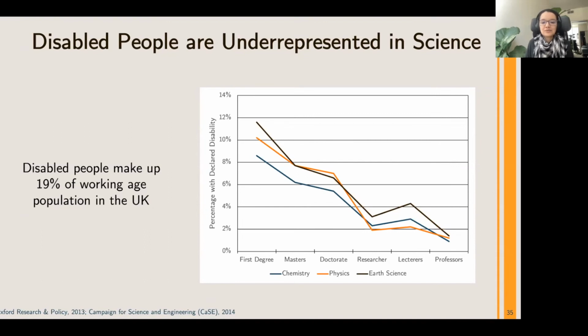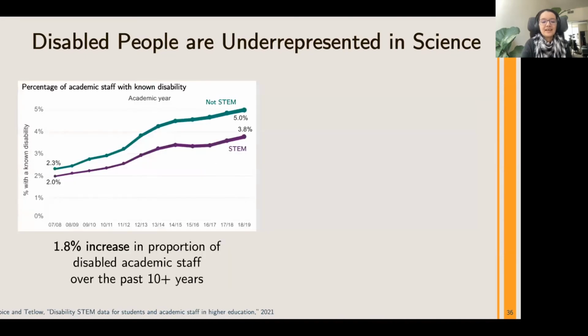And this, quite frankly, is disturbing, and it goes far beyond a leaky pipeline problem. Disabled people are not only less likely to pursue STEM as an education, but they also end up leaving these fields at an unprecedented rate. And if we're being honest with ourselves, this is a pretty overlooked problem, and very little has actually been done to try and even improve these statistics in the first place.